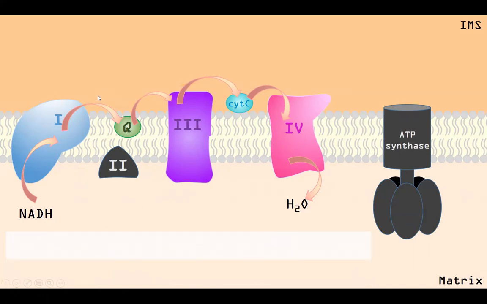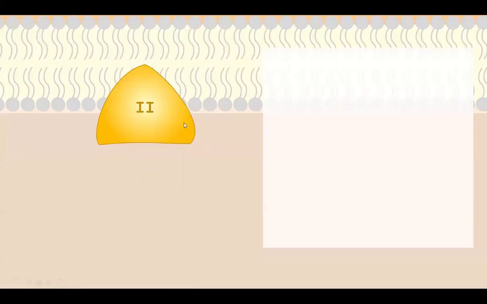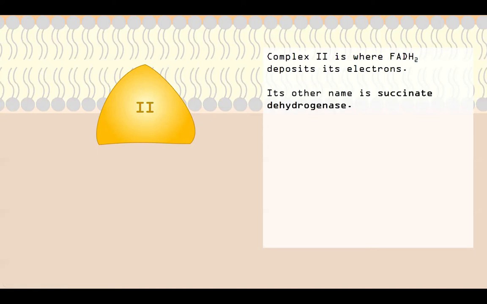So something you may notice here, we still have something to talk about with our complex 2. So what the heck, we completely just skipped it. We didn't need it at all. What's happening? So you may also notice something else might be missing from this electron transport chain, and that's what happened to our FADH2. So let's look more closely at complex 2. Complex 2 is specifically where FADH2 will deposit its electrons. Its other name is succinate dehydrogenase.